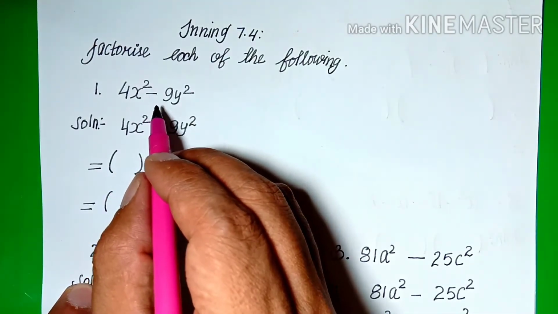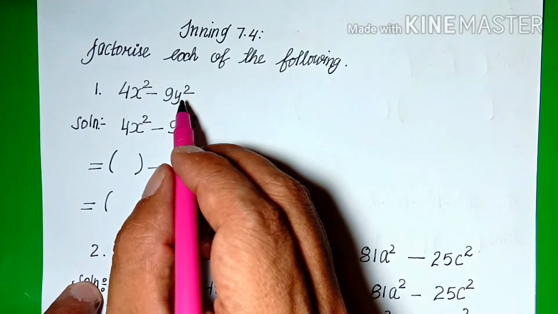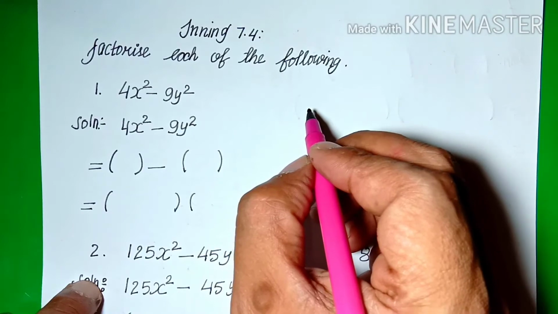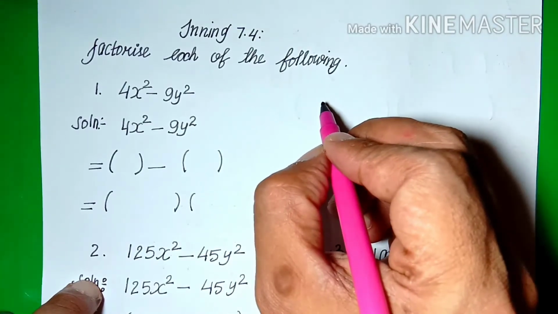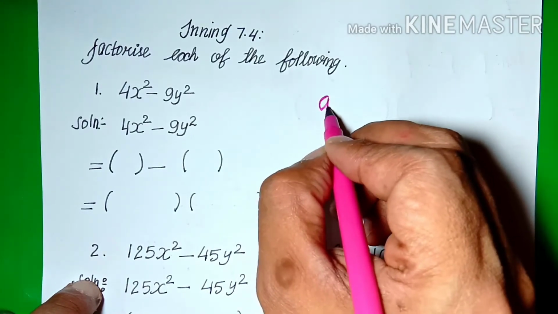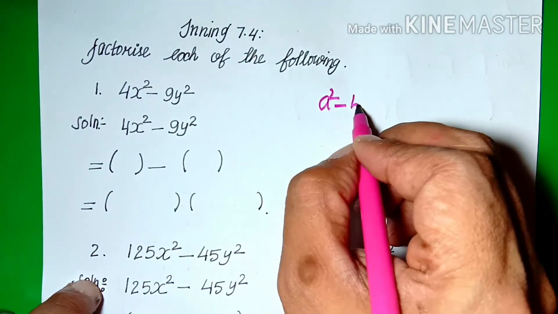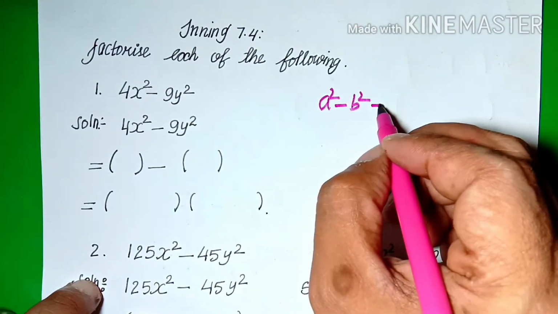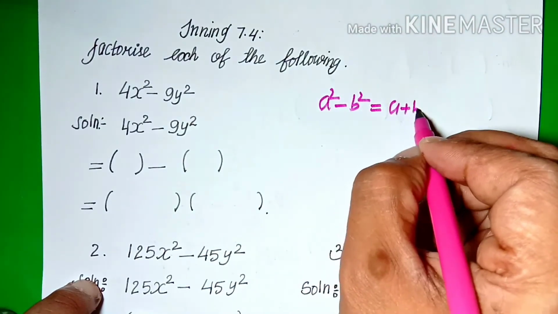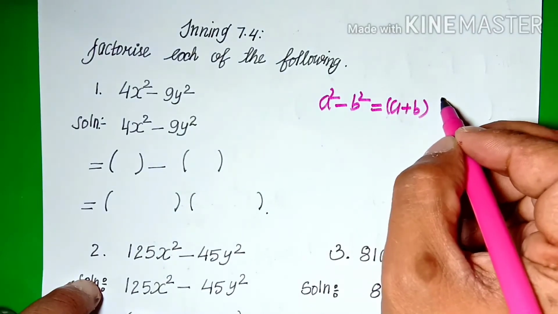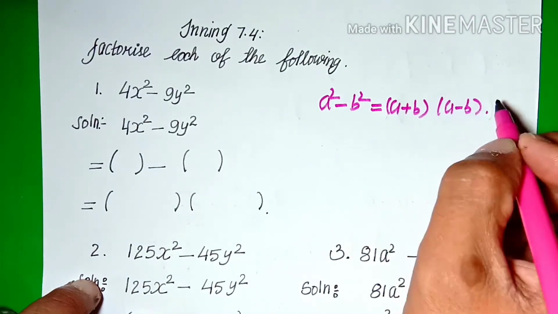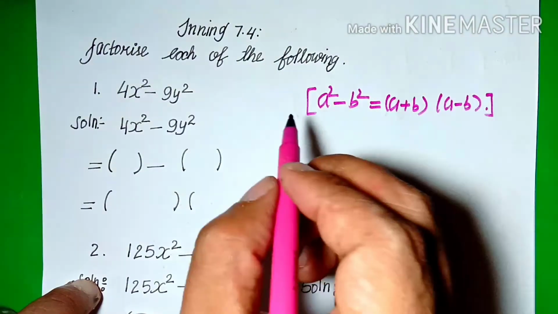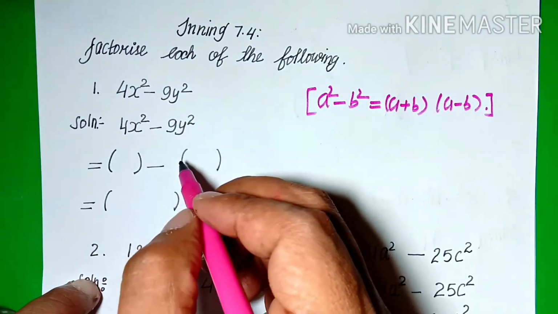4x² − 9y². To factorize this, one must remember the difference of two squares, that is a² − b², which is also equal to (a + b)(a − b). Now, taking the help of this formula or identity, we'll try to factorize these questions.